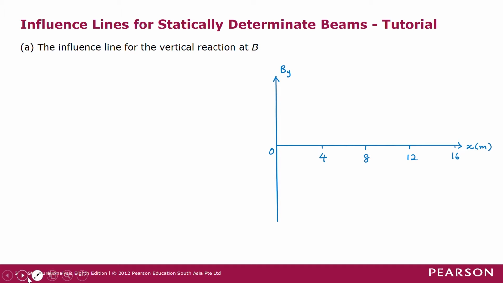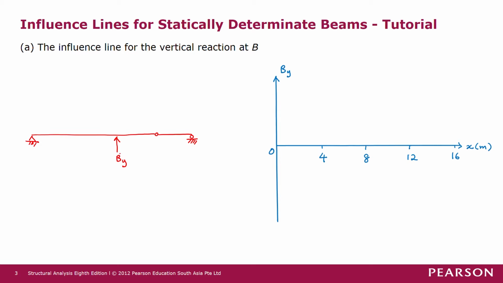Now we are going to use the method of qualitative influence line to draw the shape first, the shape of the influence line for the reaction at B. Originally we have a beam like this, and this is B. This is a pin support, and this is a roller support here.